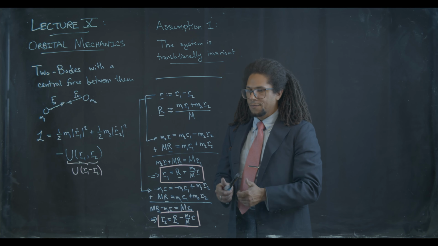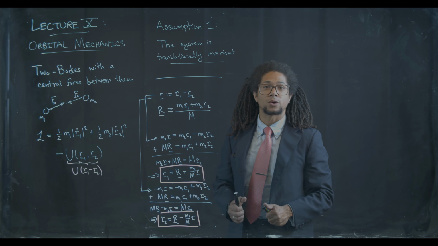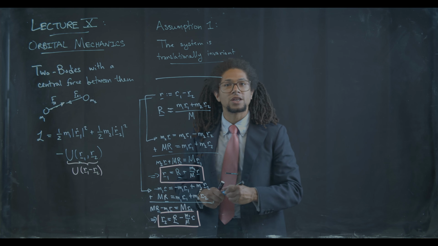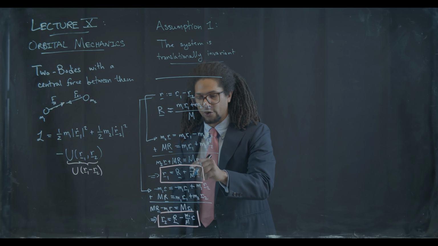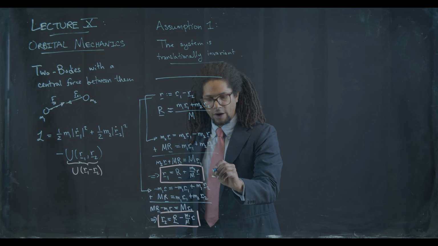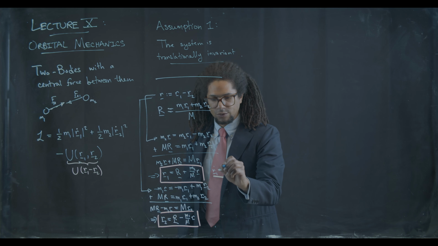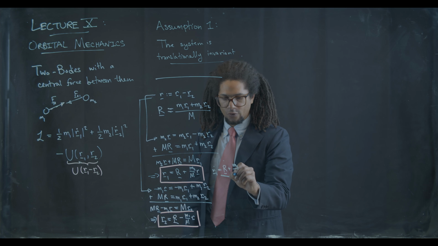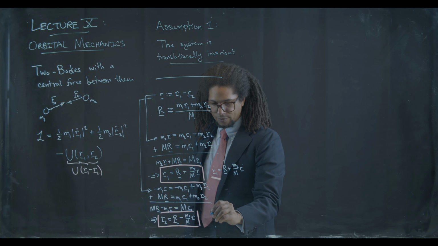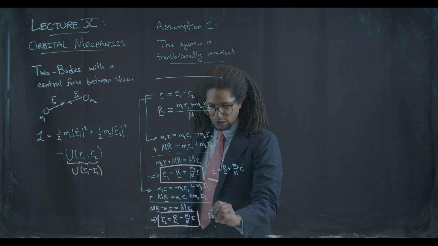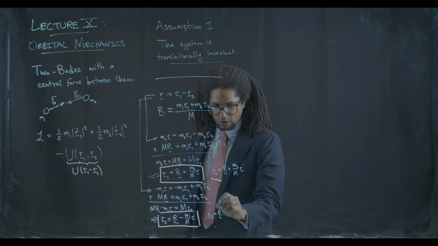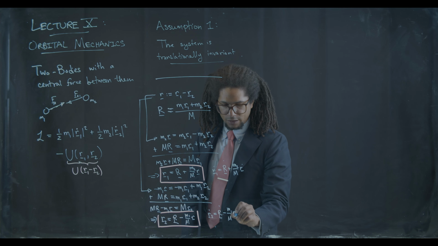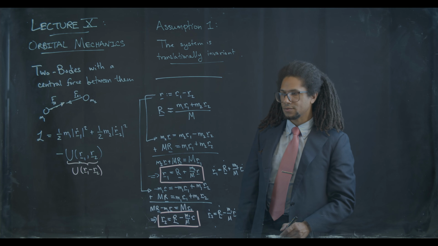Now, really quickly, let me notice that it's really easy to write the time derivatives of R1 and R2, since these are just linear equations in the new generalized coordinates. All right, so we have R1 dot is equal to capital R dot plus M2 over M times little r dot. And down here we have R2 dot is equal to capital R dot minus M1 over capital M little r dot. Great.